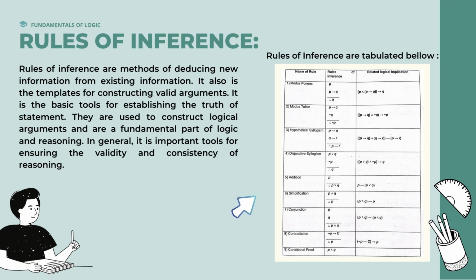Rules of inference. Rules of inference are methods of deducing new information from existing information. It is also the template for constructing a valid argument. It is the basic tool of establishing the truth of a statement. They are used to construct logical arguments and are a fundamental part of logic and reasoning. In general, it is an important tool for ensuring the validity and consistency of reasoning. Rules of inference are tabulated beside.